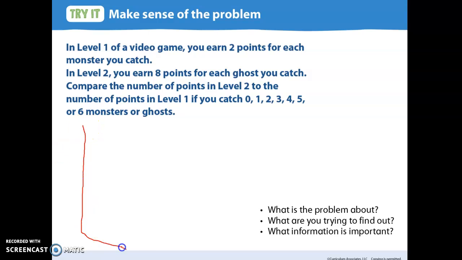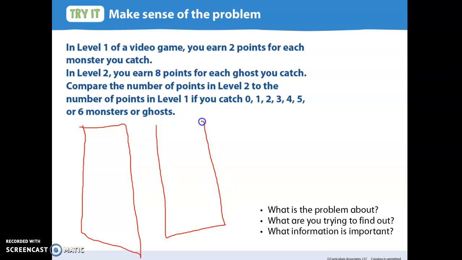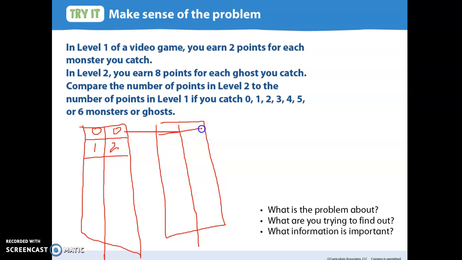So you can draw a vertical chart, hopefully nicer than Miss Beria is doing, a vertical chart listing your ghost, 0, 1, 2, 3, 4, 5, and 6, and your monster, and then for each one, the corresponding value of them. So if you have 0, then the value would be 0, and we're on this one right here for the monster. If you had 1, then it would be worth 2 points, and if you had 2, so keep filling in that chart, and then do the same thing over here for your ghost.